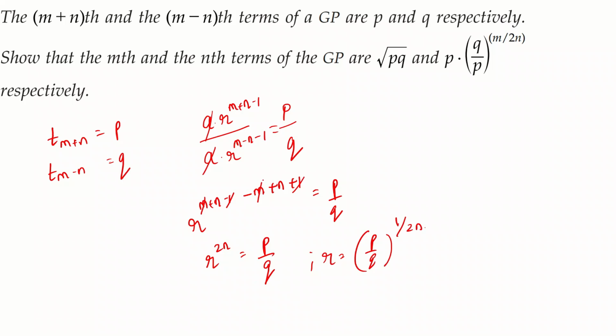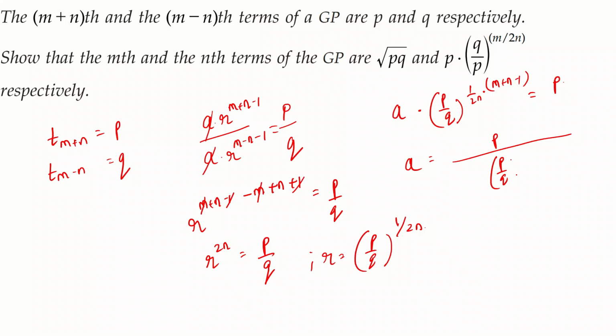Now put this value of r in any of these equations. So let's take the first one. So a into, what is the value of r? (p by q) to the power of 1 by 2n multiplied by m plus n minus 1 is equal to p. So a will actually be equal to p divided by this entire thing, (p by q) to the power of m plus n minus 1 by 2n.